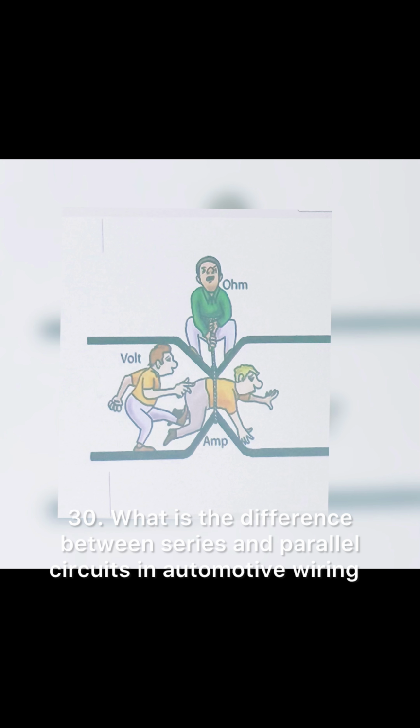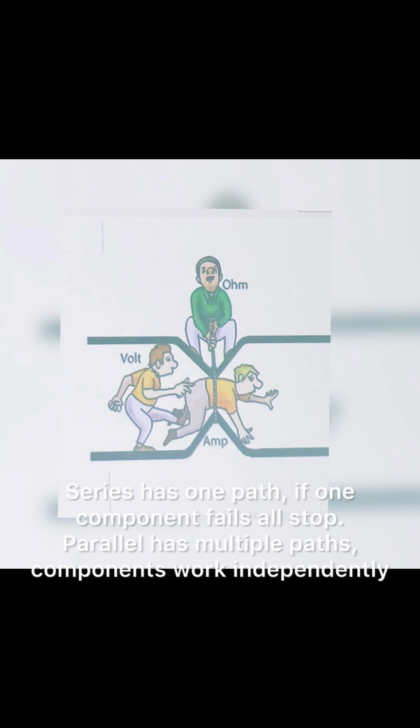30. What is the difference between series and parallel circuits in automotive wiring? Series has one path. If one component fails, all stop. Parallel has multiple paths. Components work independently.